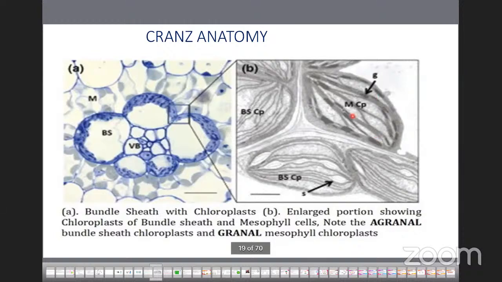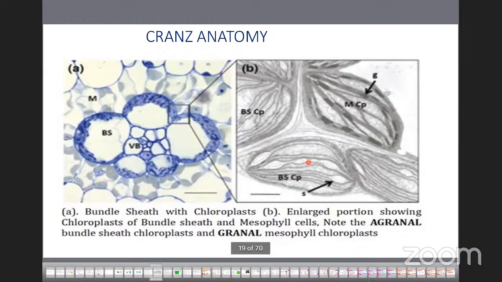And next, these granule stacks are interconnected with one another by means of stroma lamellae. So these light color structures are stroma lamellae, and these dark color structures are nothing but grana. And here in this diagram, you can see, this is a grana type of chloroplast which is found in mesophyll cells. And here it is agranule type of chloroplast which is found in bundle sheath cells.